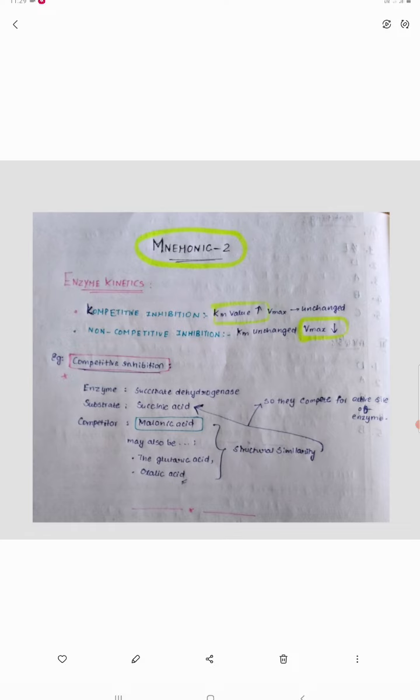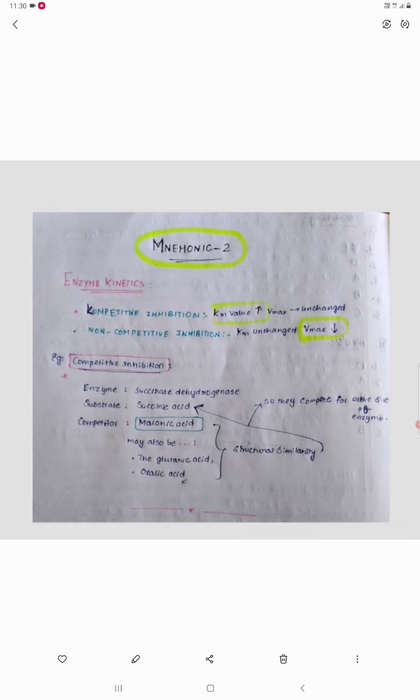Inhibition means the active site is not filled with the substrate, and no more product is formed. Who is the competitor? The competitor mainly is malonic acid. Why are we saying it is competitive? Malonic acid has structural similarity with succinic acid, so it will compete for the active site which is present on the enzyme called succinate dehydrogenase. There are other competitors also, like glutaric acid and oxalic acid, and many more, but mainly you should remember malonic acid. So overall, this is competitive inhibition and non-competitive inhibition.